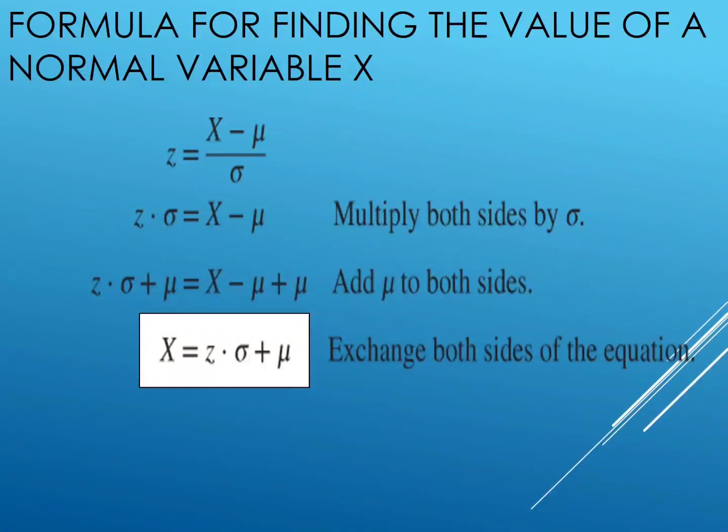So now the formula for finding the value of x for a normal variable. Again, the formula is z equals x minus mu divided by standard deviation. If you solve for x using algebra, you multiply both sides by sigma, add mu to both sides, and then exchange both sides of the equation, and you simply get x equals z times sigma plus mu. So if given z, sigma, and the average, you can find x.